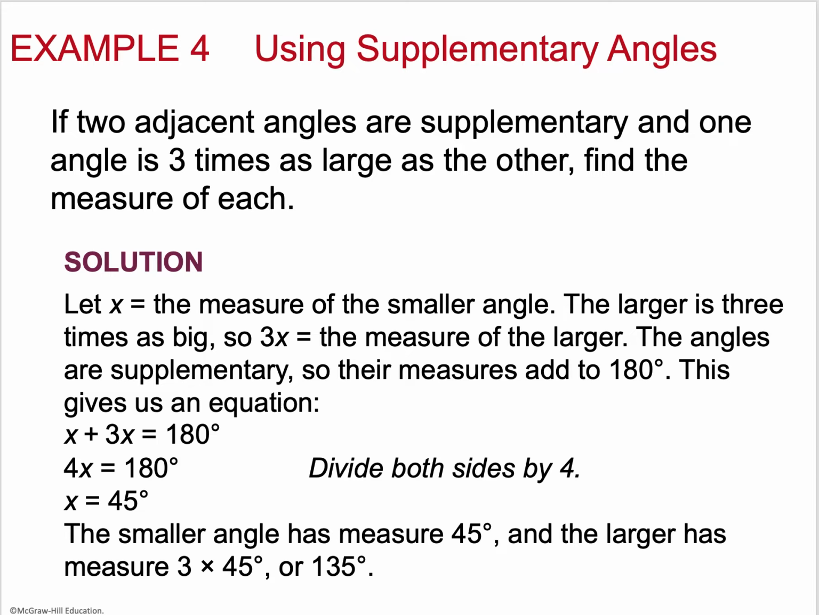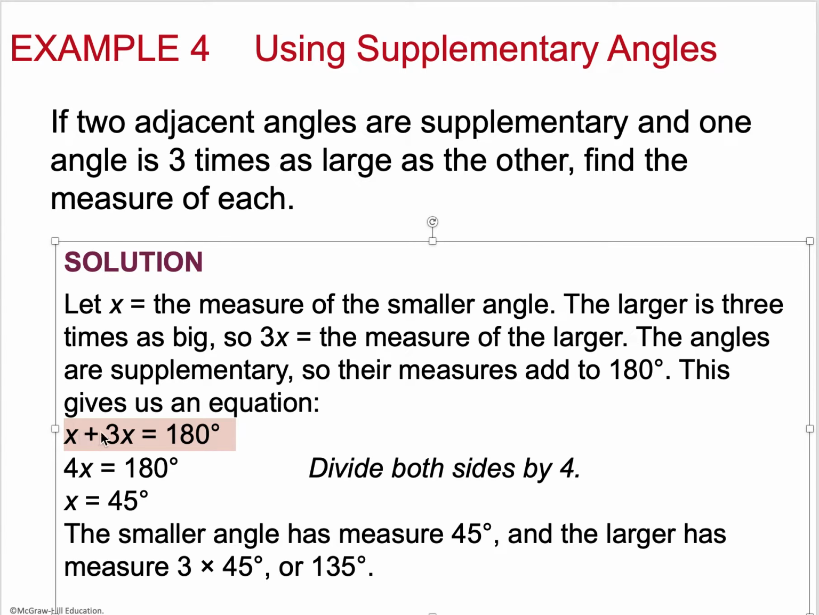Well, I know I have one angle that's x, one angle that's 3x, and when I combine them, they're supplementary, or equal to 180, which is how I generate this equation. Now to solve this equation, if I have x plus 3x, I now have 4x, and then I have to divide both sides by 4, and I get that x is 45. So my smaller angle is 45, my larger angle is 3 times the other, so I would do 3 times 45, or 135.